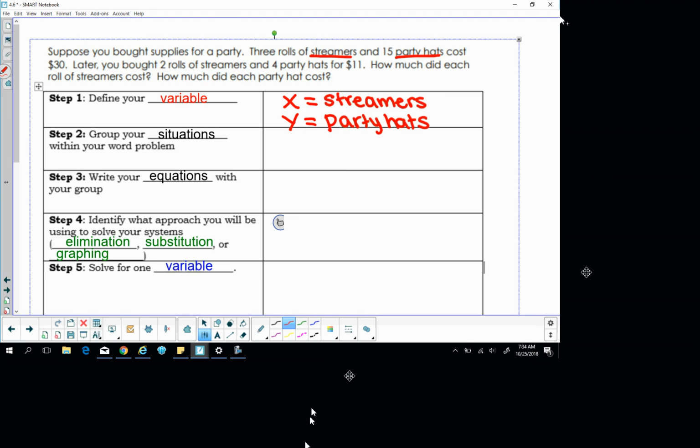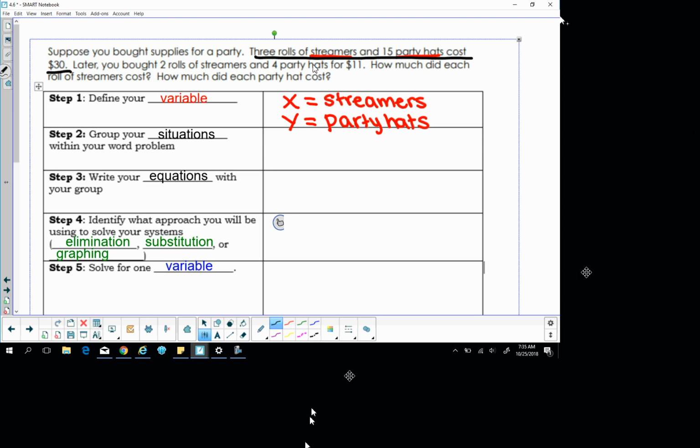So this person bought 3 streamers, 15 party hats for $30. 2 rolls of streamers, 4 party hats for $11. Do you guys see how it's 2 different situations? He went to the store once. This is what he bought. He went to the store the second time. This is what he bought. You guys see how it's 2 different situations? And so each of those situations are going to be an equation.